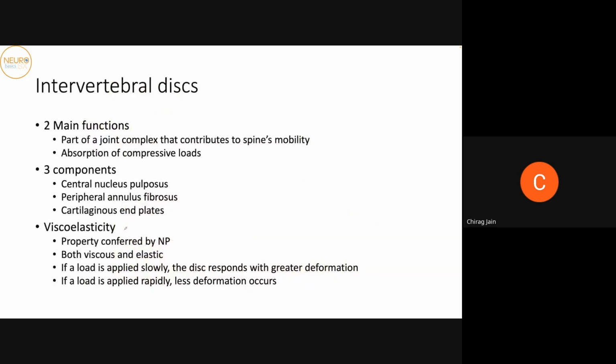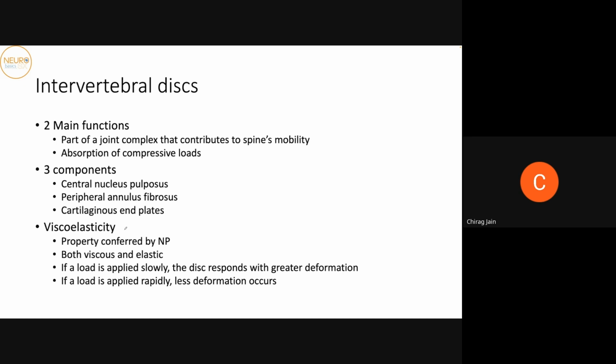Okay, now coming to the intervertebral discs. The intervertebral discs are basically made of three components. They have a central nucleus pulposus and a peripheral annulus fibrosus. But it also includes the cartilaginous end plates on both the superior and the inferior aspect of the disc.